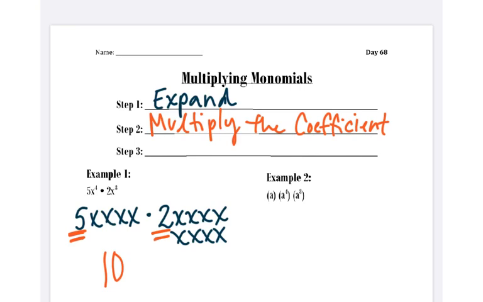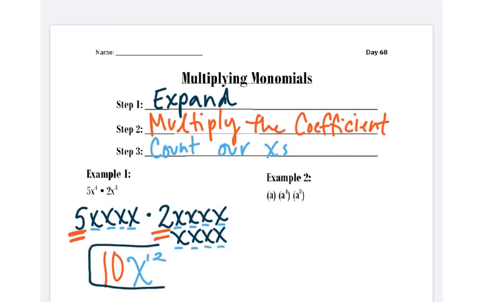The last thing we're going to do is we are going to count our x's or a's or b's or whatever letter we're using. So in this one, they're x's. And we have 1, 2, 3, 4, 5, 6, 7, 8, 9, 10, 11, 12 of them. So my answer is 10x raised to the 12th.